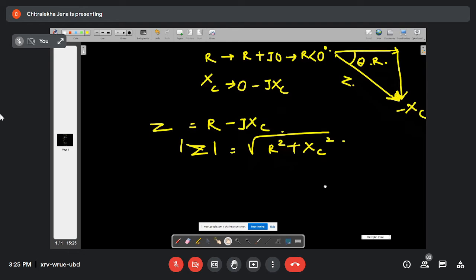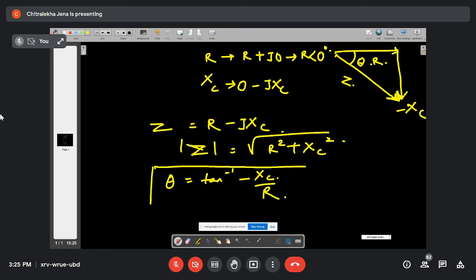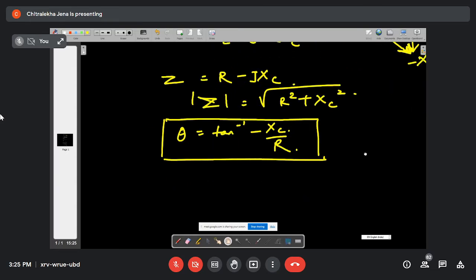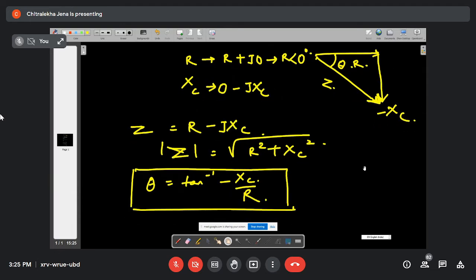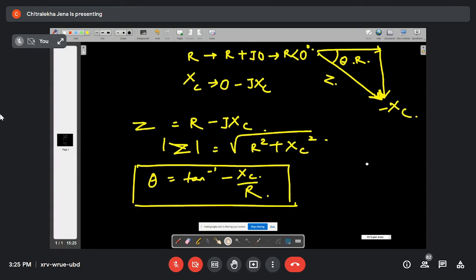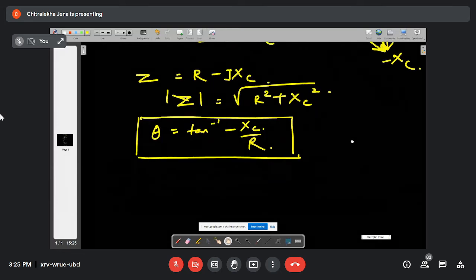So now, what will be the value of the theta? Tell me. Theta will be equal to tan inverse of how much? Minus XC divided by R. This is your theta, right? Clear? Anybody having doubt up to this? Tell me. No doubt?